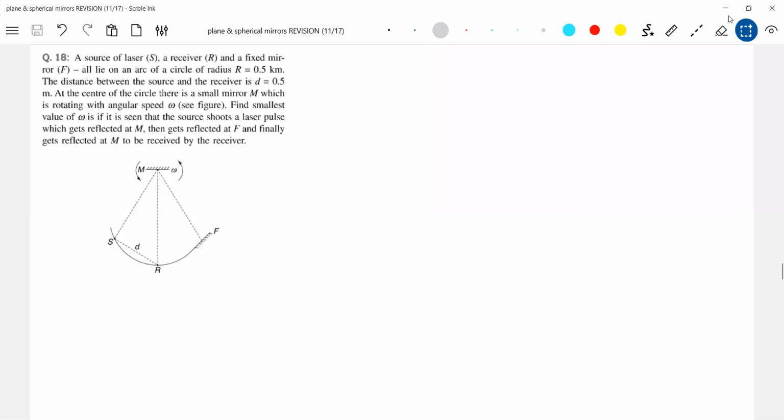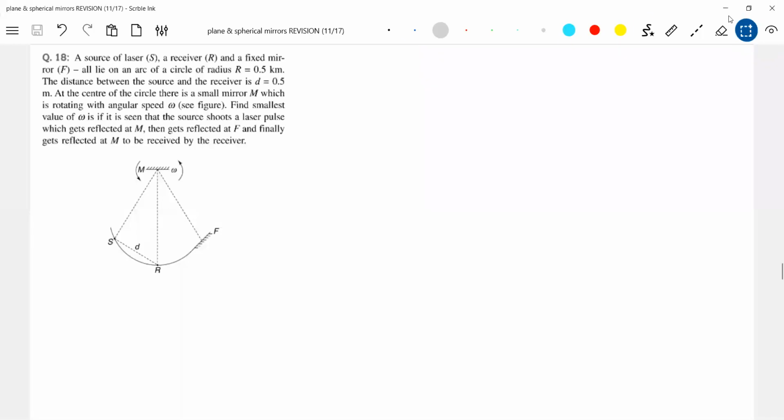A source laser S, a receiver R, and a fixed mirror F all lie on an arc of a circle of radius r, 0.5 kilometer. The distance between the source and the receiver is d, so that is also given. At the center of the circle there is a small mirror.